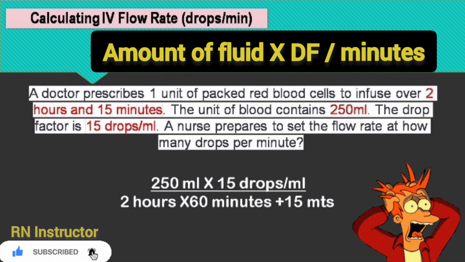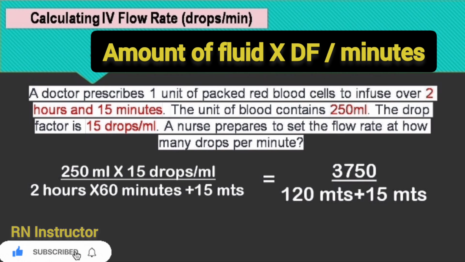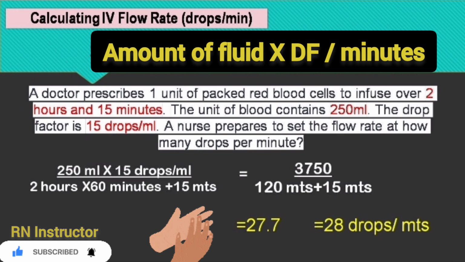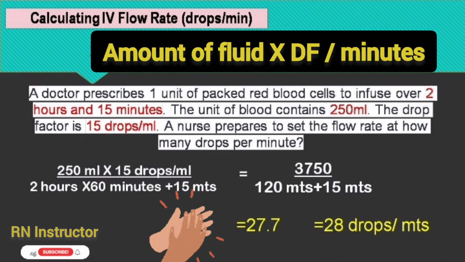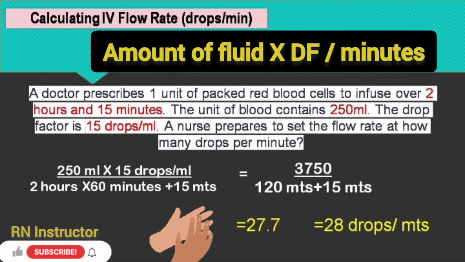Hours need to be multiplied into minutes, that is 60 minutes, and you will add your 15 minutes, because in the question there is 2 hours and 15 minutes. Okay, when you solve this, you will get 3750, that is to be whole divided by 125 minutes plus 15 minutes. So you will get the answer 28 drops per minute.